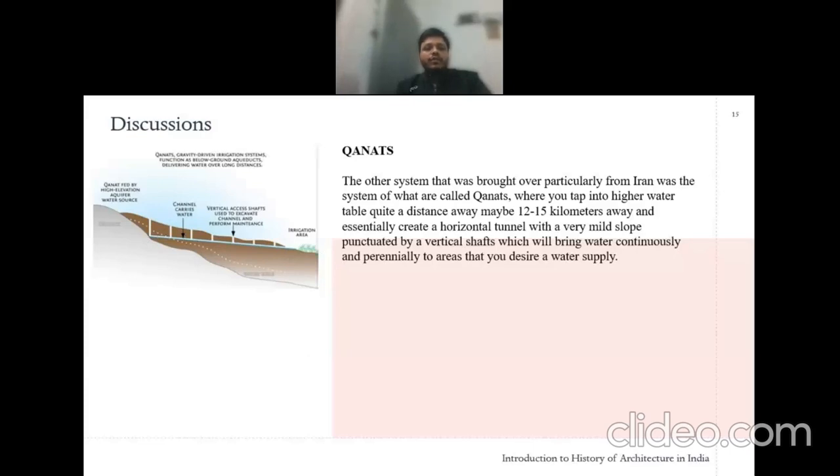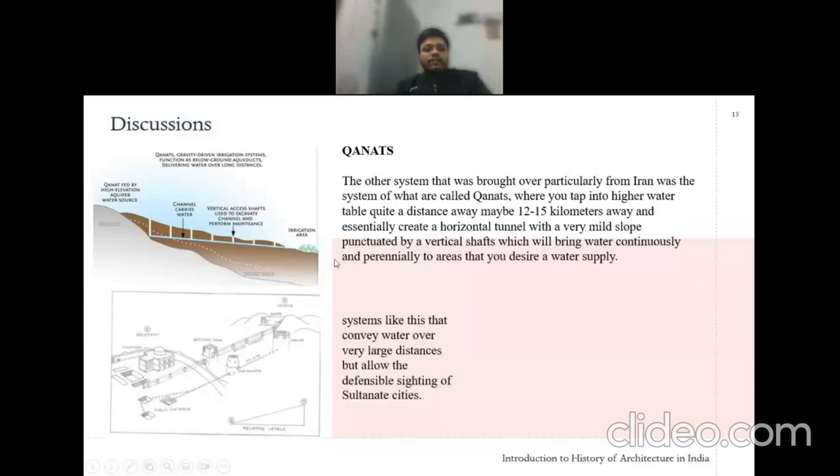The other system, qanats, was brought over from Iran. You tap into a higher water table quite a distance away, and the water was transported from 12 to 15 kilometers away, essentially creating a horizontal tunnel. So horizontal tunnels were built in the soil through a mild slope, and the water was transported through that tunnel.